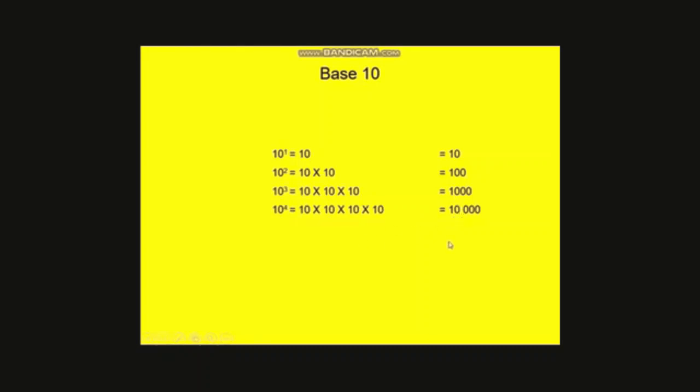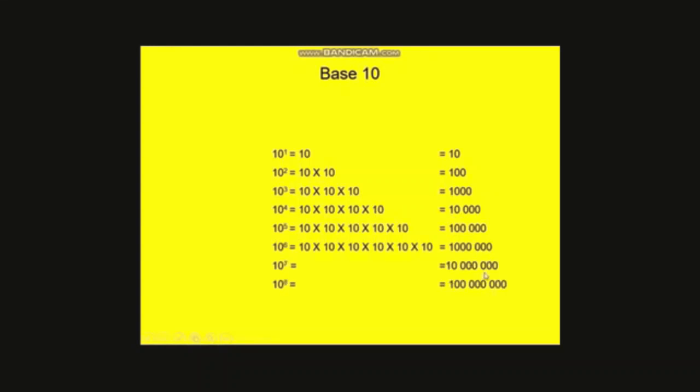10 to the 4 is 10,000, 10 to the 5, 100,000, 10 to the 6, 1,000,000, 10 to the 7, 10 million, 10 to the 8, 100 million, 10 to the 9, 1,000 million, or Americans call that a billion. And then 10 to the 10, 10,000 million. We are multiplying by 10 going this way, so we're going to be dividing by 10 going the other way. So if we work backwards, we'd have 10 to the 0, and we've learnt that anything to the power of 0 is 1.